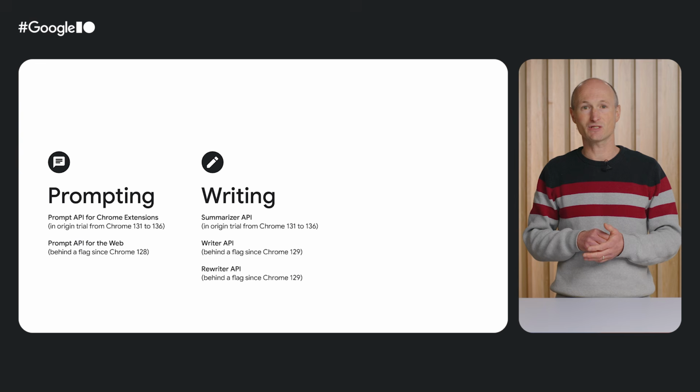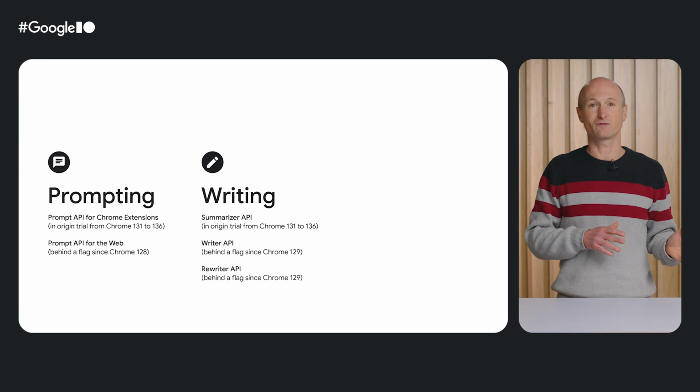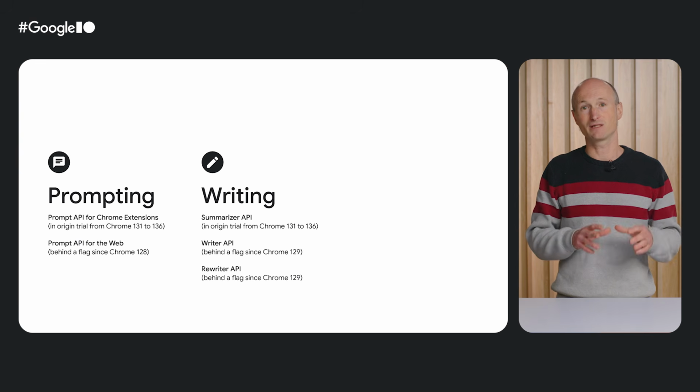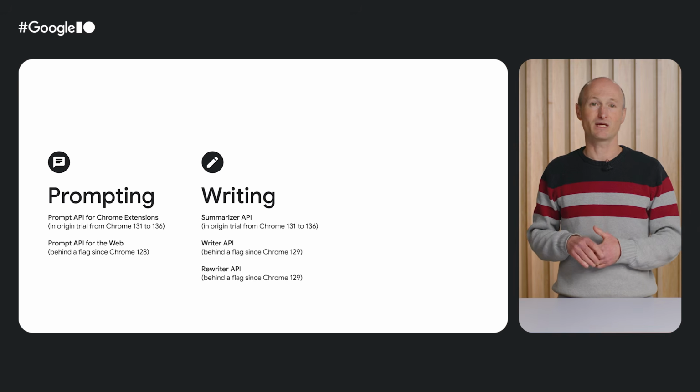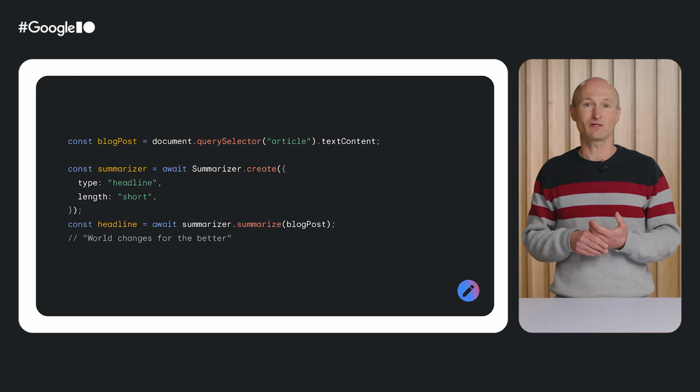Next, after the freeform prompt API, there's the family of the writing assistance APIs. Concretely, it consists of the Summarizer API, which is an origin trial, and the Writer and the Rewriter API, which are both behind a flag. Imagine a page that lets users write blog posts. You can then use the Summarizer API to suggest headlines for the posts.